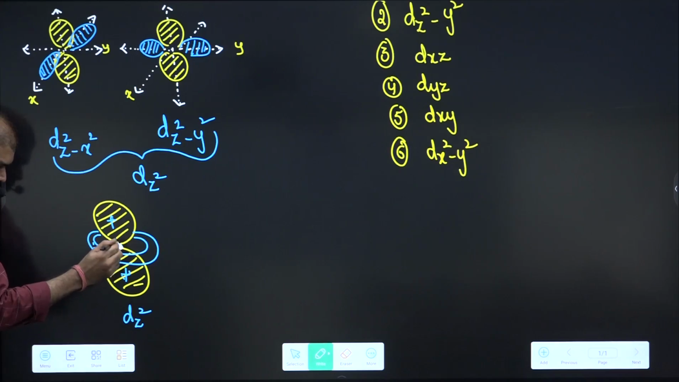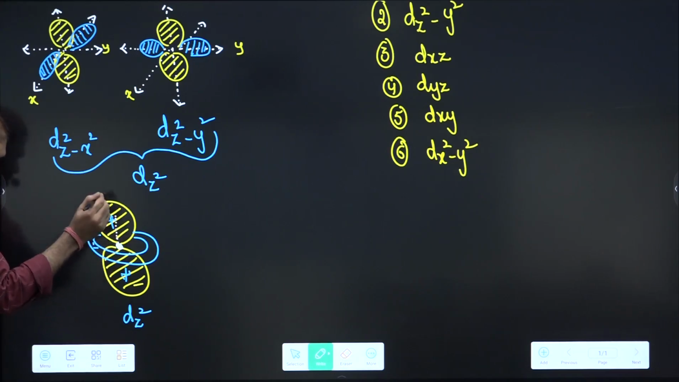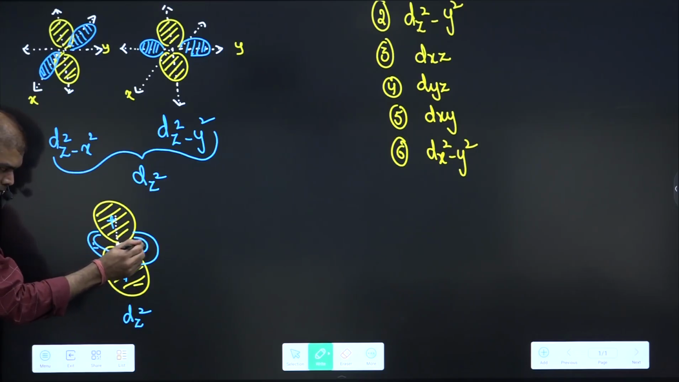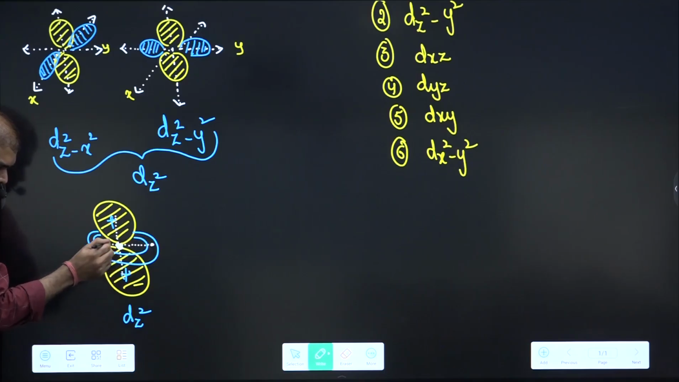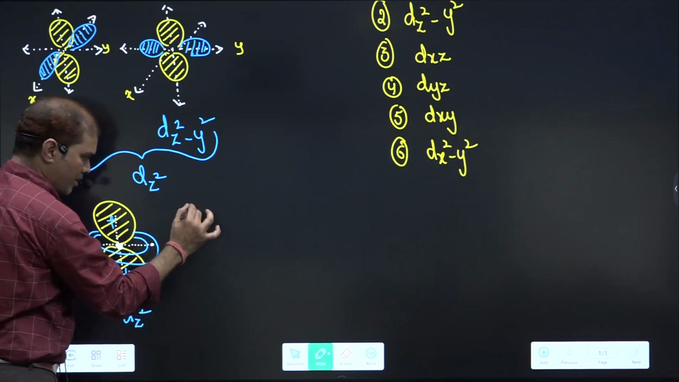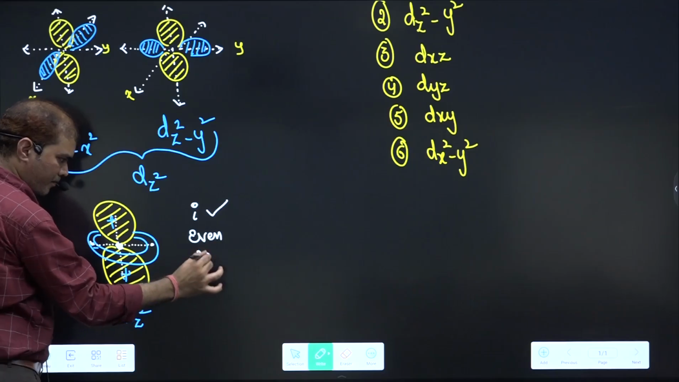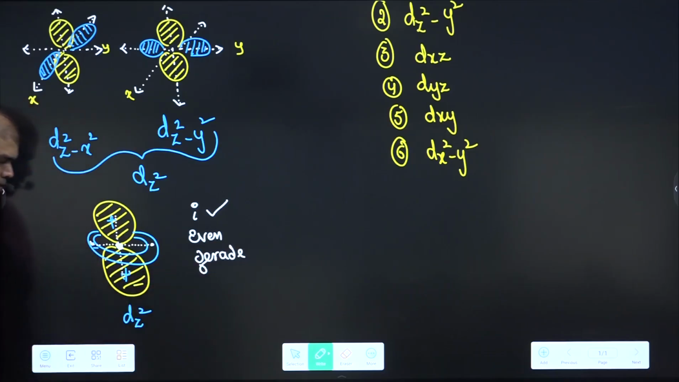Right, starting from the center if I draw a line, is it meeting plus? In the opposite direction to the same distance also it is meeting plus. Starting from the center if I draw a line, it is meeting minus. Opposite direction to the same distance also it is meeting a minus point. So I say inversion is present, parity is even, gerade. You choose any d orbital, dz square minus x square, dz square minus y square, any d orbital it will be gerade.